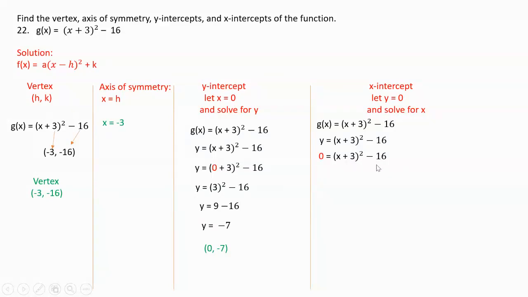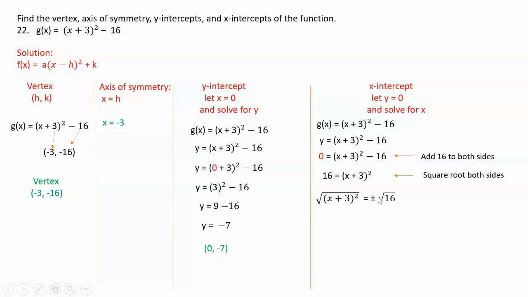So we're trying to solve for x, right? So we're going to add 16 to both sides. Now, to get rid of the square, we need to take the square root of both sides. I just put the (x + 3) squared on the left side, because most of the time we have x equals something, so to keep it in the same format.